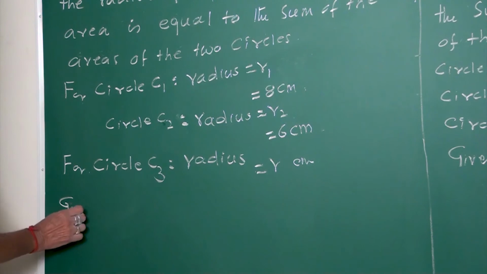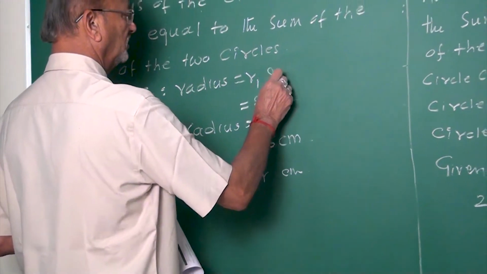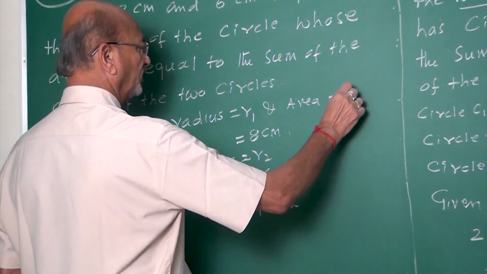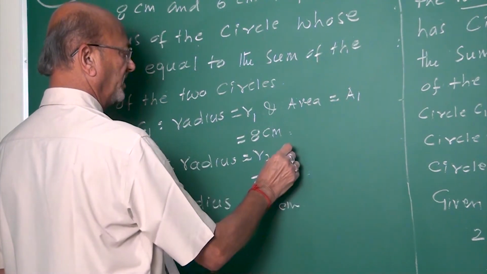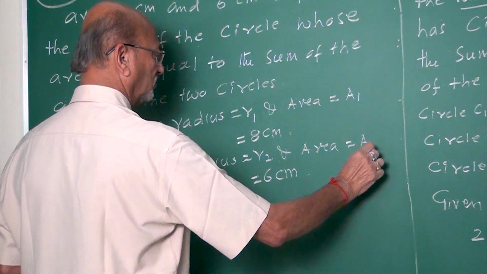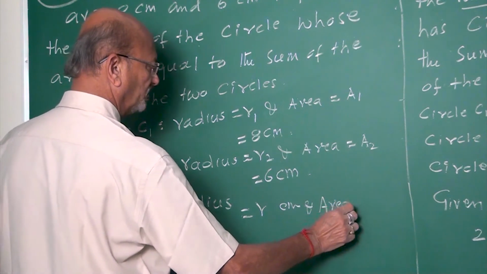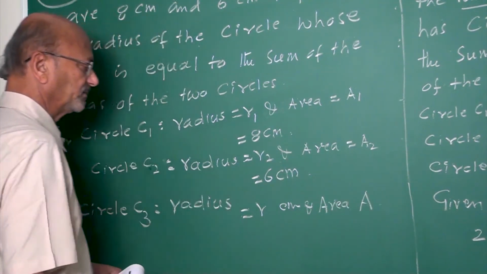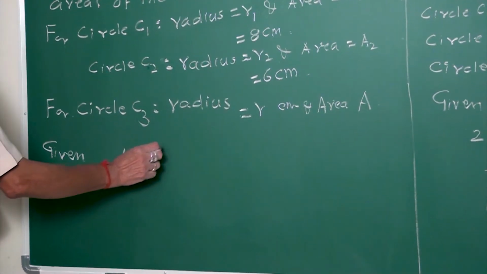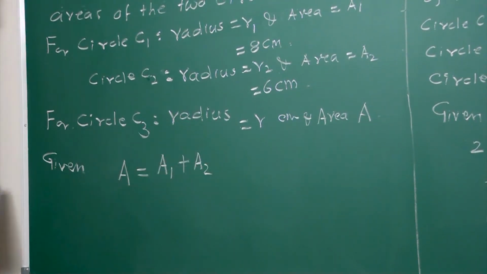Area. This area here is A1 and the area here is A2 and here the area, we have taken it as A itself. Now what is given? A equal to the sum of the areas, A1 plus A2.